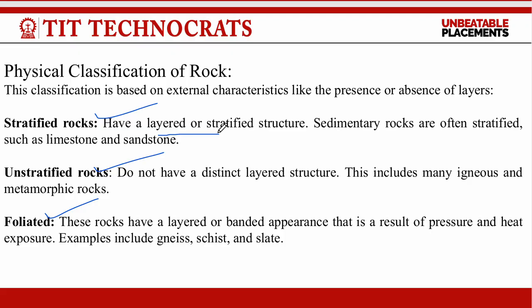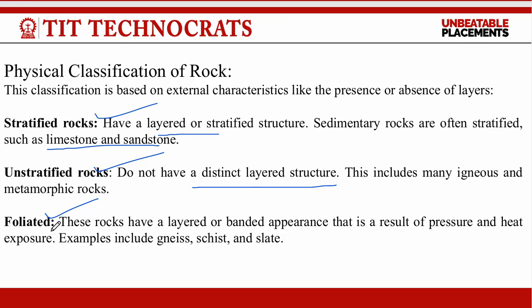These stones are found in layers, one above another. Examples of stratified rocks are sandstone and limestone. If we talk about unstratified rocks, these stones do not show any type of layer. Examples of unstratified rocks are granite, marble, and trap.